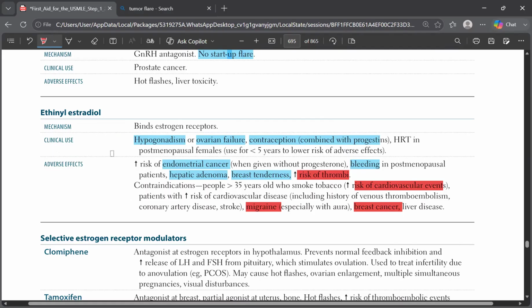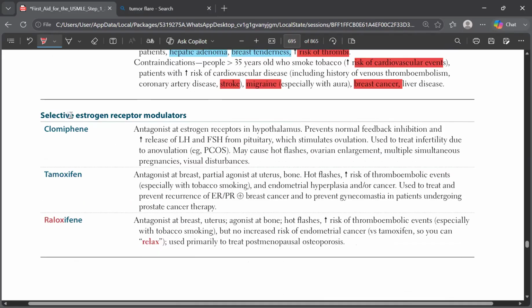So if we relate the adverse effects to the contraindications, risk of thrombi correlates to the contraindication of giving it in people who smoke. Breast tenderness correlates to contraindicating it in people with breast cancer, and hepatic adenoma correlates to contraindicating it in people with liver disease. And bleeding cannot be associated with migraine unless it is stroke that is an adverse effect, which is not. So bleeding in postmenopausal women is an adverse effect, and migraine is a contraindication.